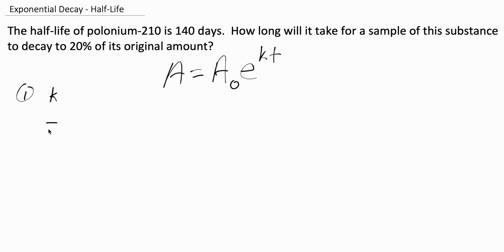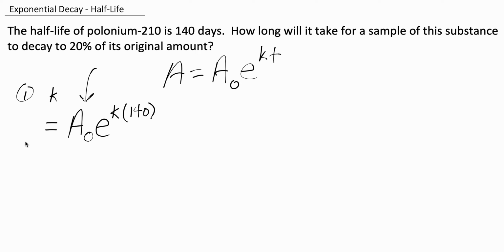Filling in the formula with the pieces that we know, we don't really necessarily care what the starting amount of polonium-210 is. We're trying to figure out the rate of decay, so we're going to leave K as a variable. And we know that the half-life is 140 days. Half-life means that in that time period, in the 140-day time period, half of the original amount, which is the A sub 0, will have gone away.